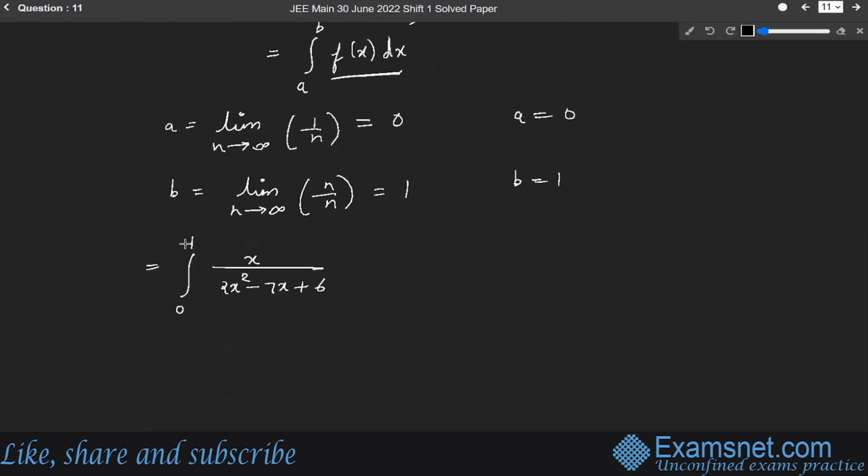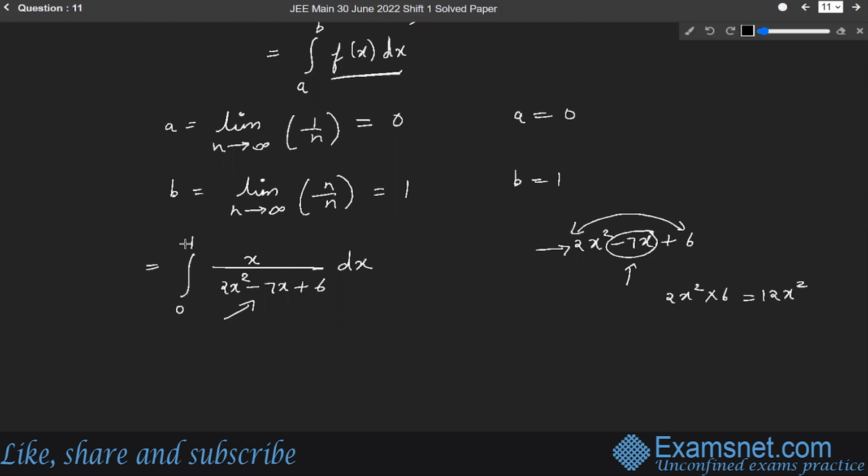Now let us simplify the denominator, 2x square minus 7x plus 6. We can find the factors of this expression using the splitting the middle term method. In this method, we have to split the middle term, which is minus 7x, in such a way that we find two numbers whose sum should be equal to minus 7x and whose product should be equal to the product of the first and last term. What is the product of the first and last term? 2x square into 6, it is 12x square.